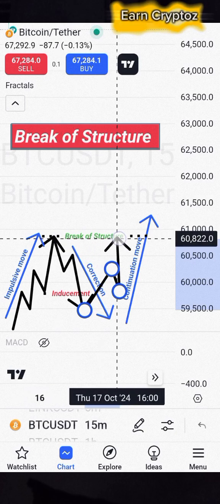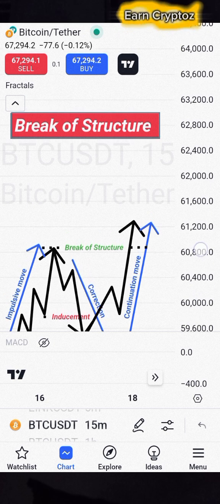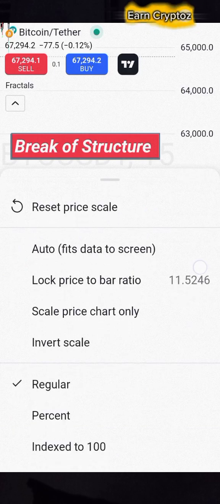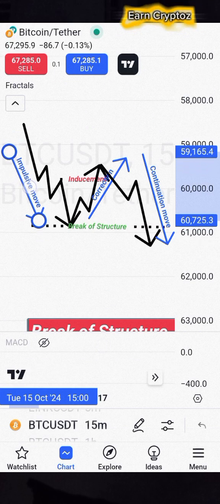So remember, the correction move must break above the first impulsive move before you can call it break of structure. Okay, very important, either with the whole candle or with a wick.